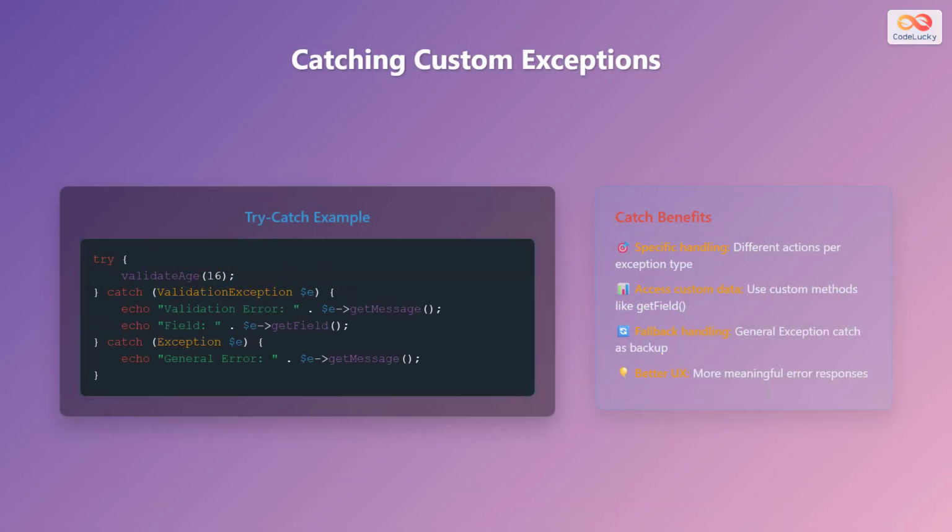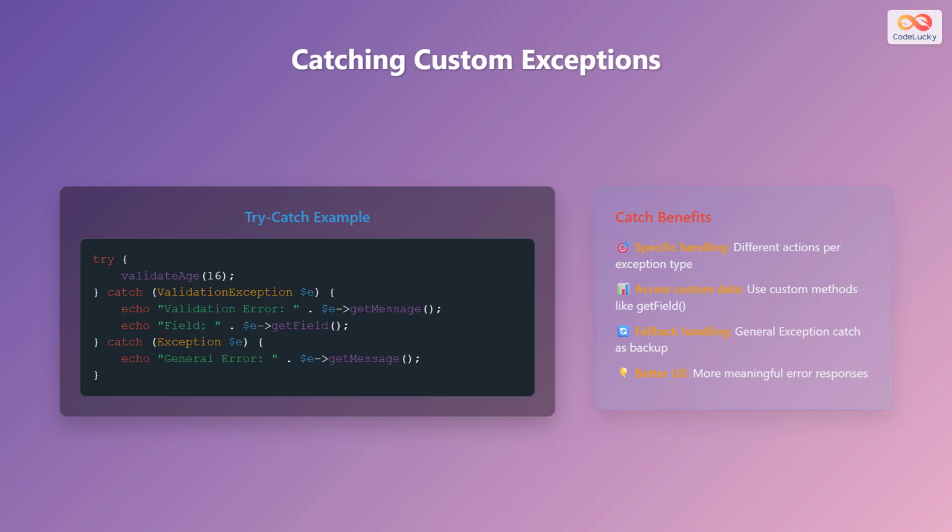Let's see how we can catch custom exceptions in PHP. To catch exceptions, you enclose the code that might throw an exception in a try block. Then you use catch blocks to handle specific exceptions. In the example, the validateAge function is called with an age of 16 inside the try block. If a ValidationException is thrown, the first catch block will catch it, outputting a validation error message along with the field that caused the error. If a different exception is thrown, the second catch block will catch it, displaying a general error message.